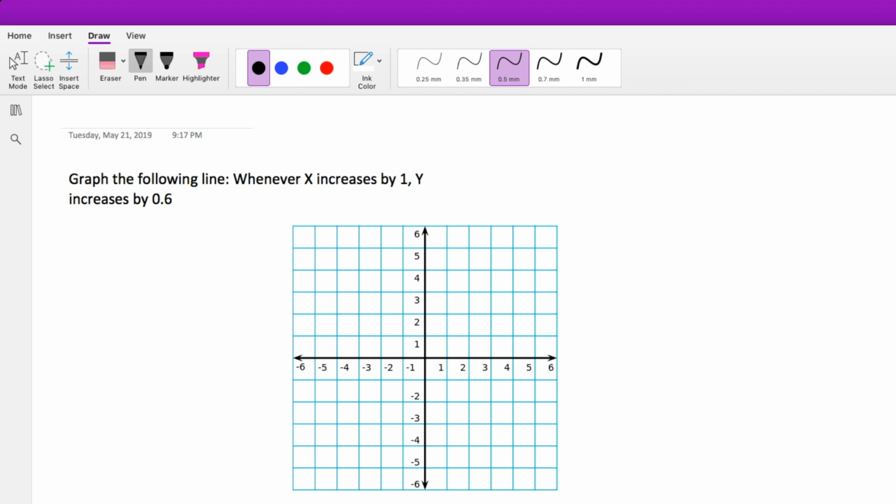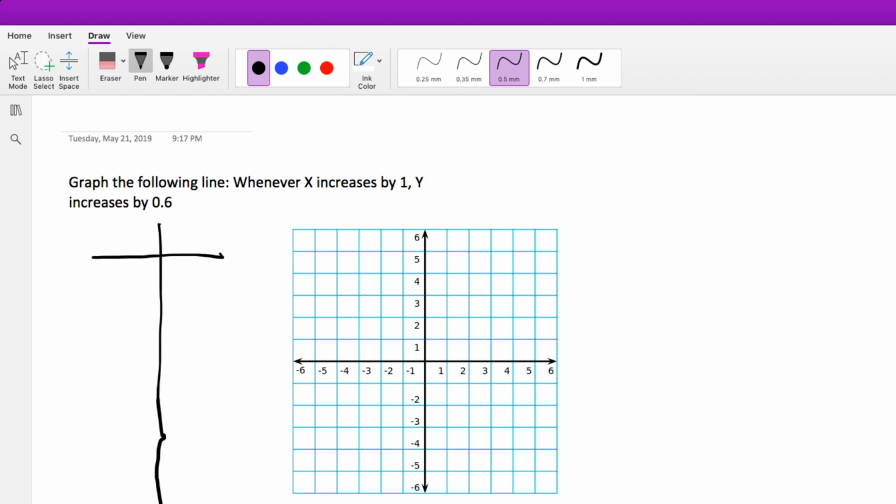So I always like to start off by drawing a little table. Here's our table. Whoa, okay. That was ugly, but it'll do the job. So here we have our x and here we have our y. Let's start with a 0. And whenever x is 0, y has to be 0 because it's not increasing at all.